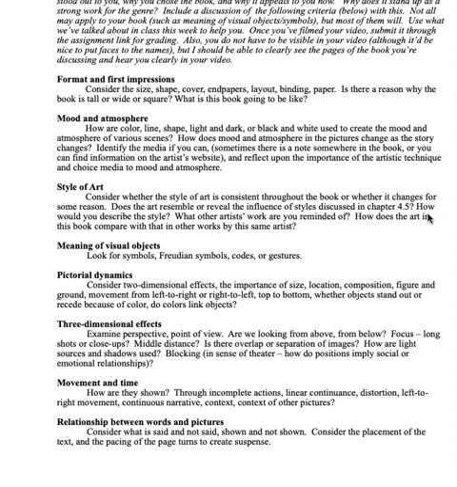Second is mood and atmosphere. When we look at media and how media is used, I feel like mood and atmosphere and style of art kind of come together. I think very well as far as pictorial dynamics as well. They all really blend into each other, okay, because one affects the other. So for mood and atmosphere, how are the color, the line, the shape, light and dark, black and white, how are these colors used to create the mood and the atmosphere of various scenes?